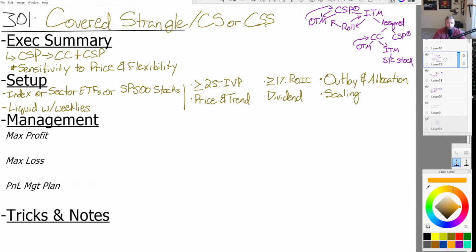It just sets you up for failure in kind of two ways, right? You have directional risk, and then you also have volatility expansion risk in this trade. So we want to limit that. Price and trend, super important.